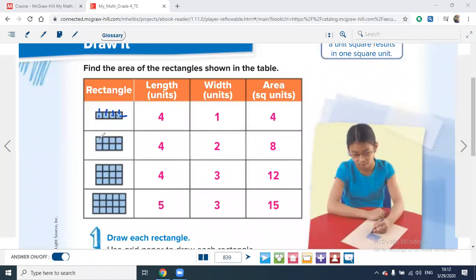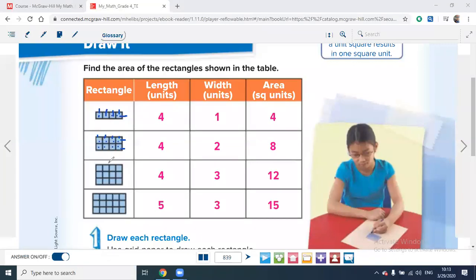Second one, if I count how many for the length, 1, 2, 3, 4. So the length is 4, as you see. What about the width? You can count the other side. 1, 2. The width is 2. What about the area? You can count from inside. How many square units inside the shape? 1, 2, 3, 4, 5, 6, 7, 8.